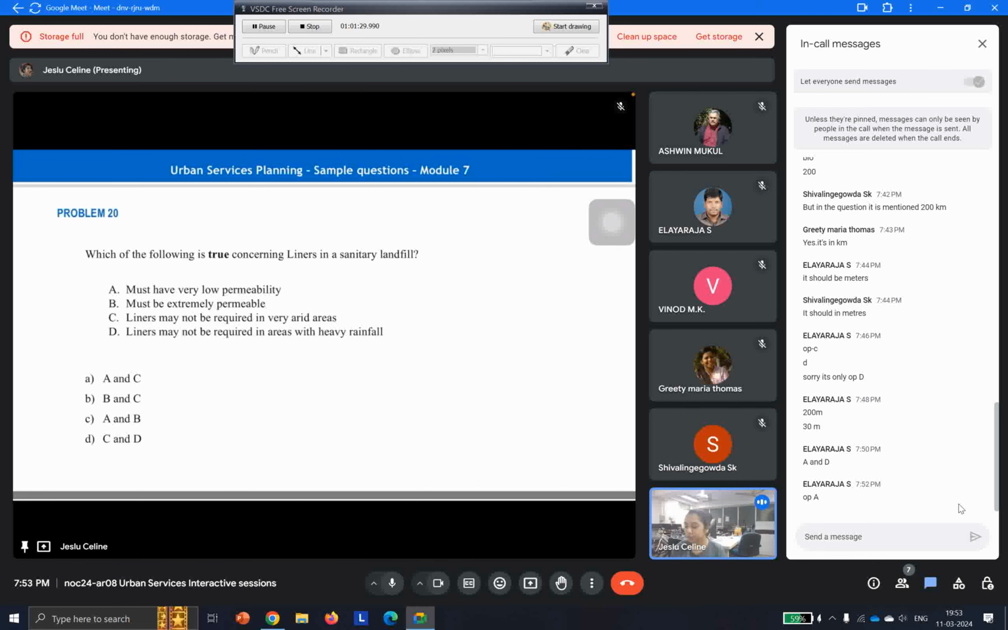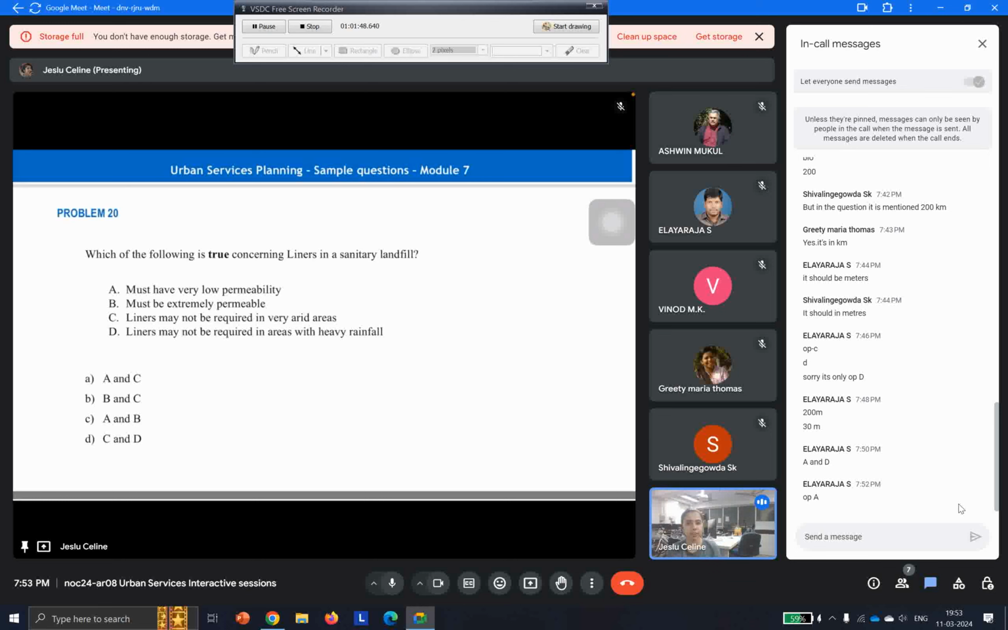Which of the following is true concerning liners in a sanitary landfill? A. Must have very low permeability. B. Must be extremely permeable. C. Liners may be required in very arid regions. D. Liners may not be required in areas with heavy rainfall.